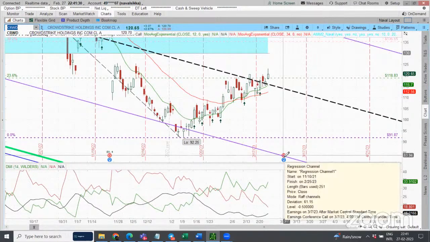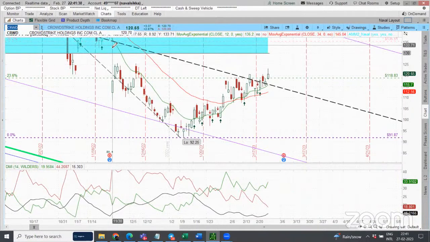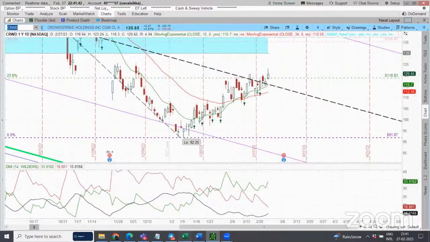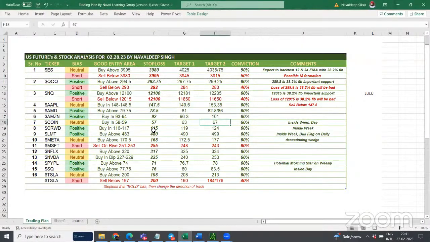It has earnings coming in the next week, so I think a pre-run is there, which might fill the gap. And that gap is 133. So I'm pretty much positive on crowd. My stop loss is now 119. Buy if you can between 120 to 121. Target is 124 and 133.75.